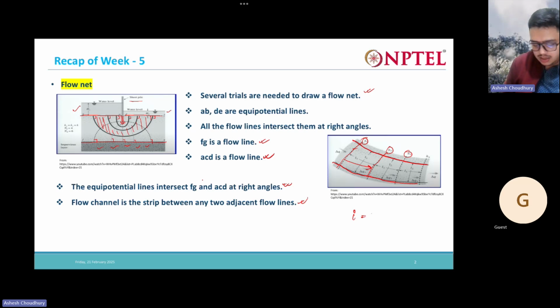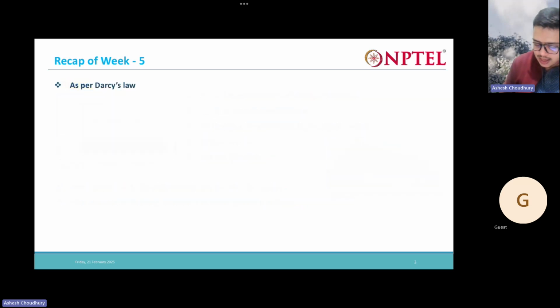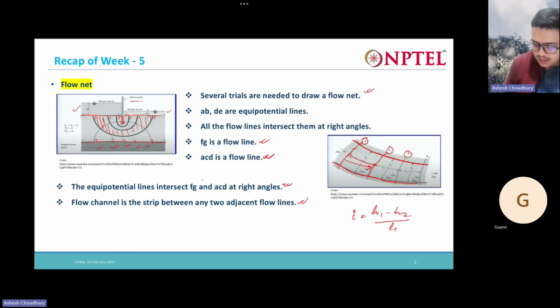It's nothing but (H1 minus H2) by L1. So L1 is this length. L1, right? And what is the area of flow? Area is L1 into 1. Okay, these things we already discussed in the previous class. Still, I'm just repeating it.